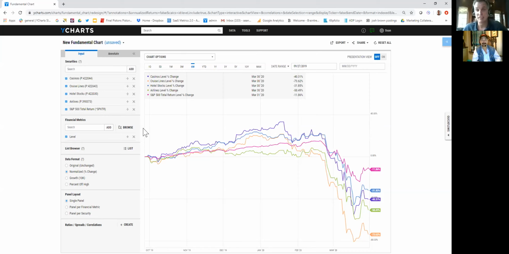I look at the airlines though, and the hotels, and to a lesser degree, the casinos, and say, yeah, we will be traveling again, and we will be gambling again, and we will be staying in hotels again. Those seem like an interesting opportunity to me. I agree. If you just put the casinos up and take everything else but the S&P total return down, please. So take the cruise lines, hotel stocks, airlines.